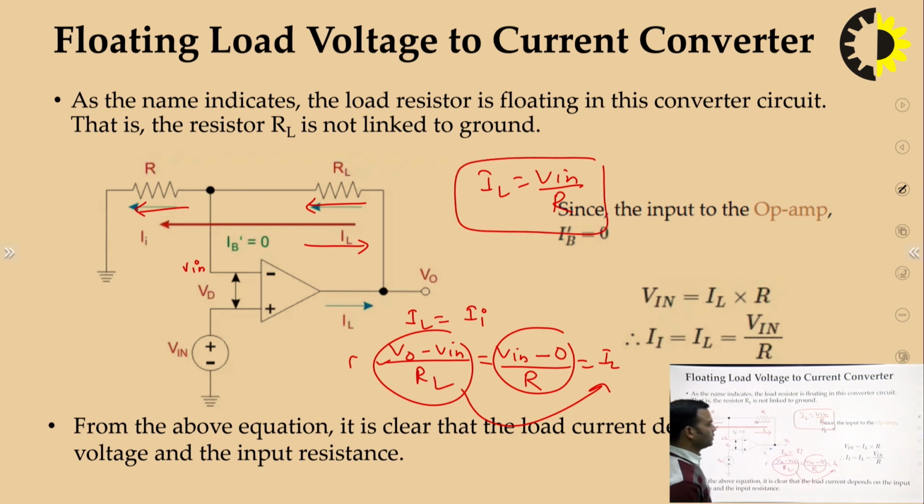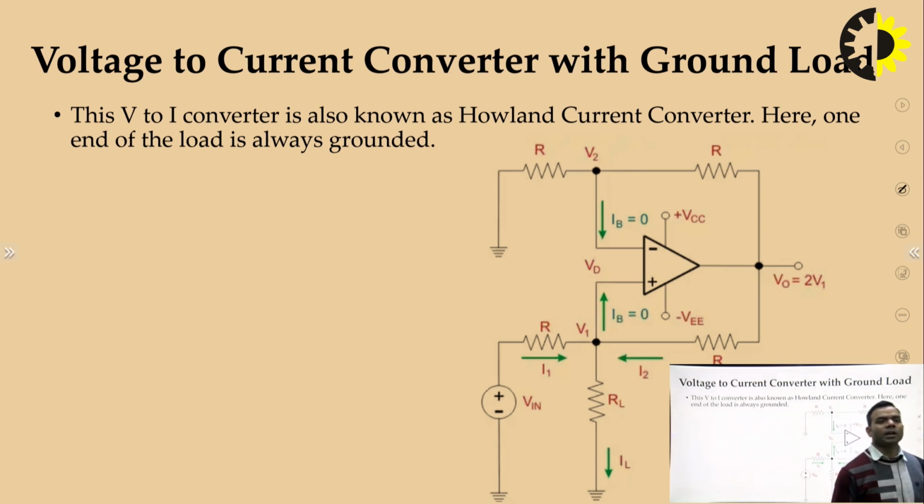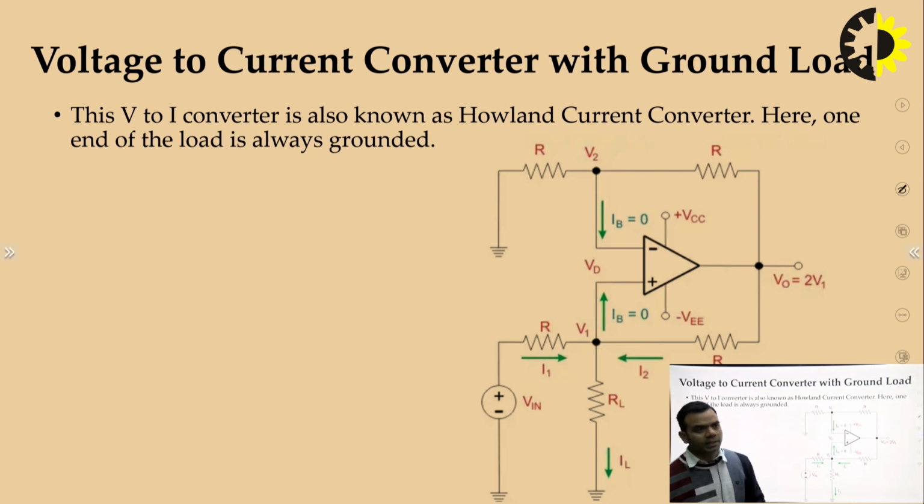Okay. So, in this way you can say that this circuit can convert the voltage into the equivalent current. There is another circuit which is known as voltage to current converter with grounded load. You can simply compare the previous circuit and this circuit. In the previous case, the load was not grounded, but in this case the load is grounded.